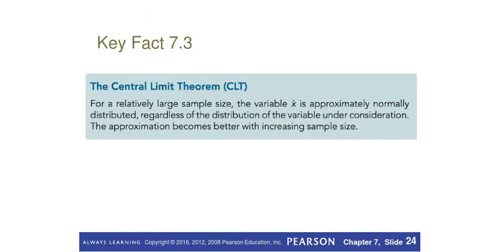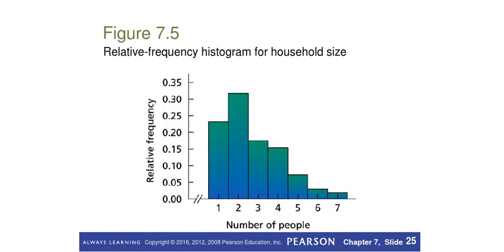So the central limit theorem is the thing that tells us that this must be the case. For a relatively large sample size, the variable x bar, that is our sample means, is approximately normally distributed, regardless of the distribution of the variable itself. And it always happens this way.